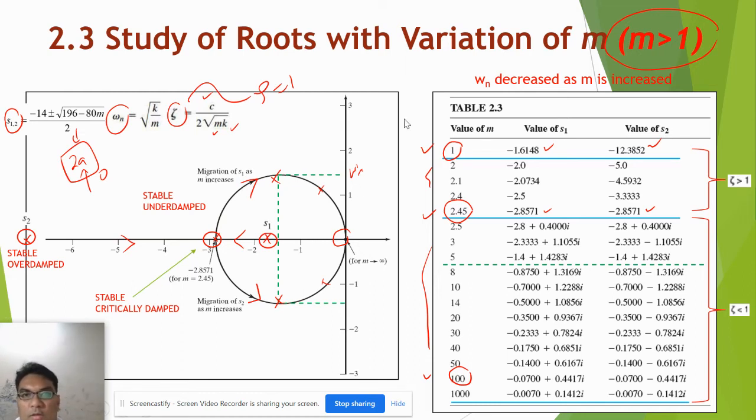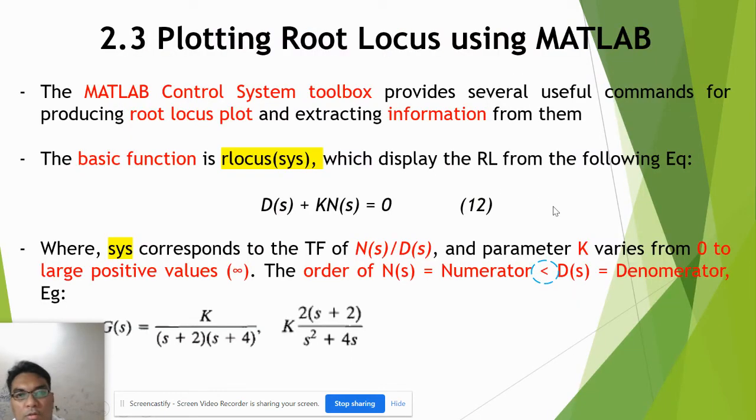Okay, that's all for part number 2, the variation of roots for the study of the variation of M, C, and K. On this final part, let's see how you can plot it in Matlab to verify your sketching of the root locus. The Matlab control system toolbox provides several useful commands to produce a root locus plot, and can also extract important information from them.